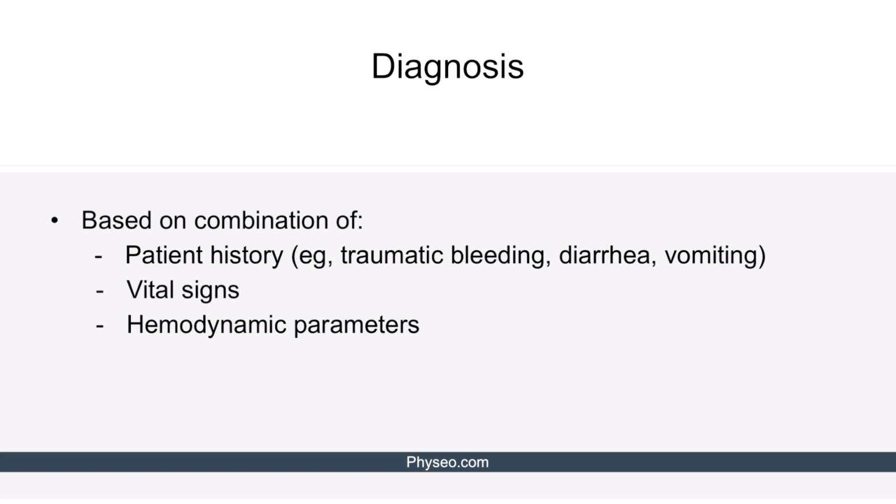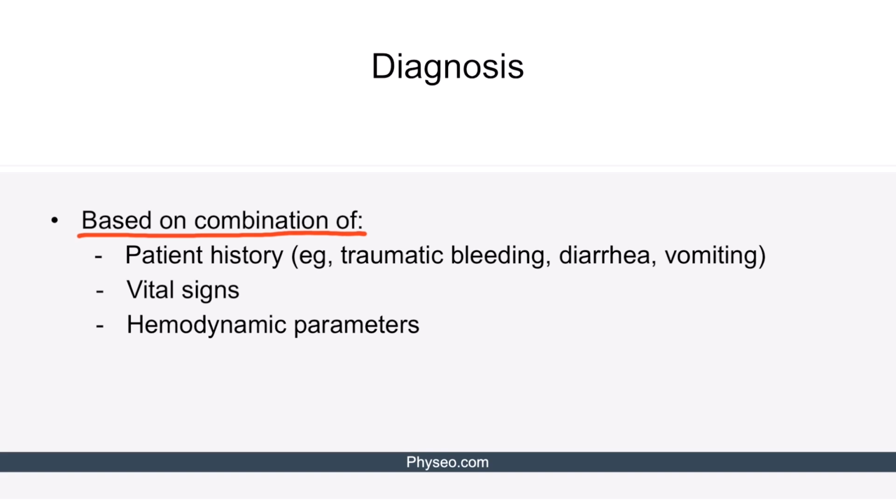So how do you diagnose it? Well, you diagnose hypovolemic shock based on the combination of the patient's history, that is, identifying a cause of volume depletion, and then also the measurement of the vital signs and the hemodynamic parameters. So for example, vital signs, you'll see blood pressure low, heart rate high. Hemodynamic parameters, you'll see basically everything low: central venous pressure low, pulmonary capillary wedge pressure low, cardiac index low, the mixed venous oxygen saturation low. The only thing that would be high is the systemic vascular resistance. Again, that's because of the sympathetic activity.